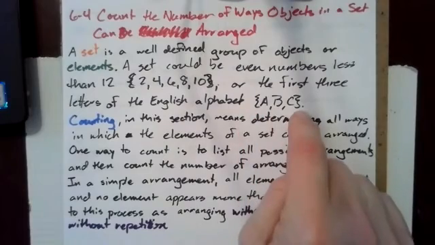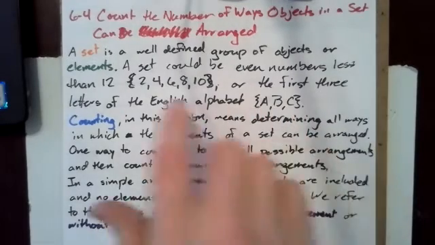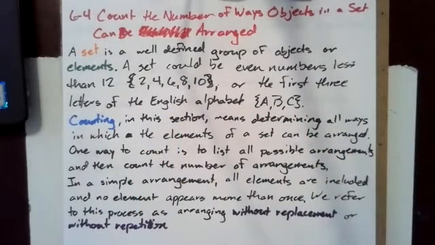Notice how these are enclosed in brackets. That designates that we have a set. Counting in this section means determining all ways in which the elements of a set can be arranged. One way to count is to list all possible arrangements and then count the number of arrangements. In a simple arrangement, all elements are included and no element appears more than once. We refer to this process as arranging without replacement or without repetition.